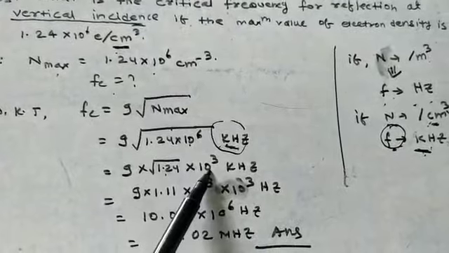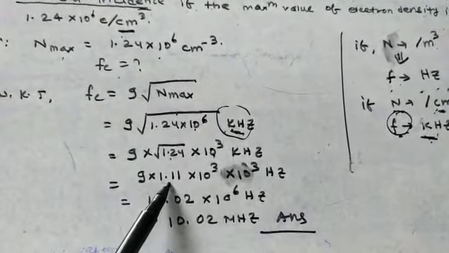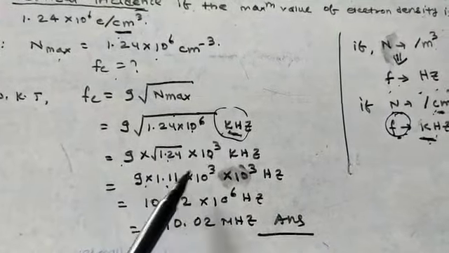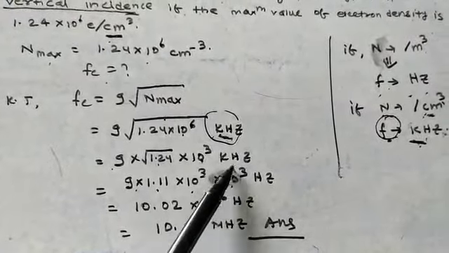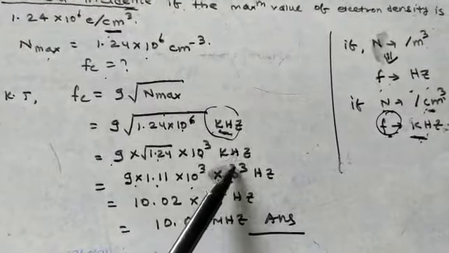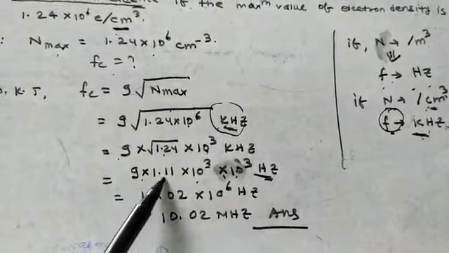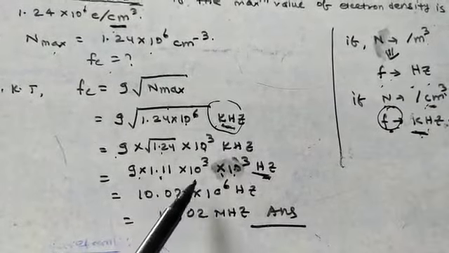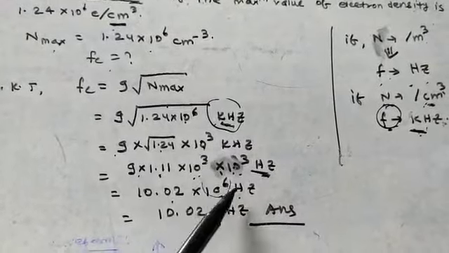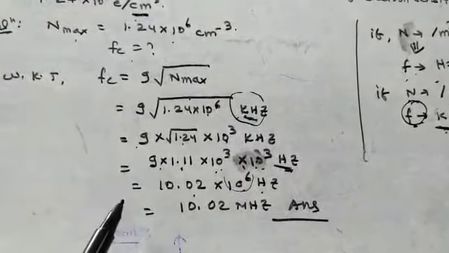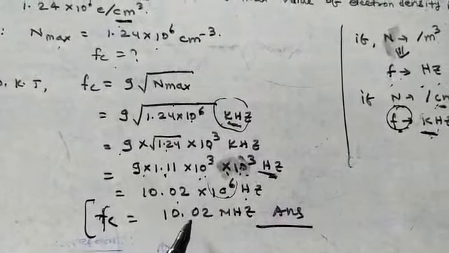So this will give you the square root of 1.24, and the square root of 10 to the power 6 will give you 10 to the power 3, and this is in kilohertz. And the square root of 1.24 will give you 1.11. So 9 into 1.11 into 10 to the power 3 kilohertz. After multiplying this will give you 10.02, and this is 10 to the power 6 hertz. So finally this will be megahertz. So Fc, the critical frequency, finally will become 10.02 megahertz.